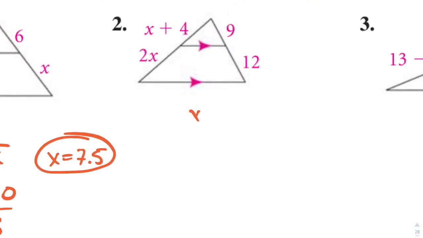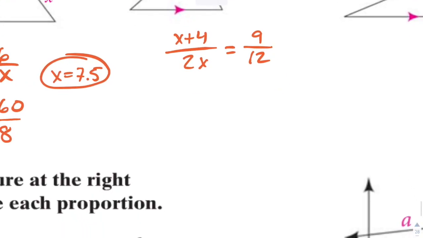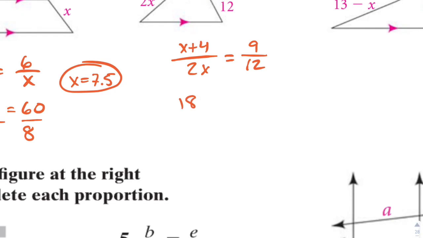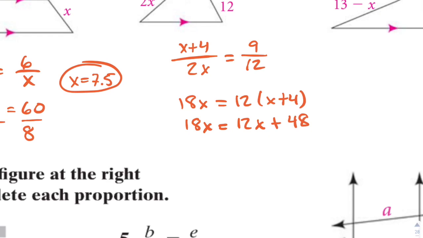Next one, x plus 4 over 2x equals 9 over 12. Find cross products and solve. 18x equals 12x plus 4. Don't forget to distribute to both terms. We get 6x. Take away 12x from both sides. 6 times 8 is 48, so x equals 8.